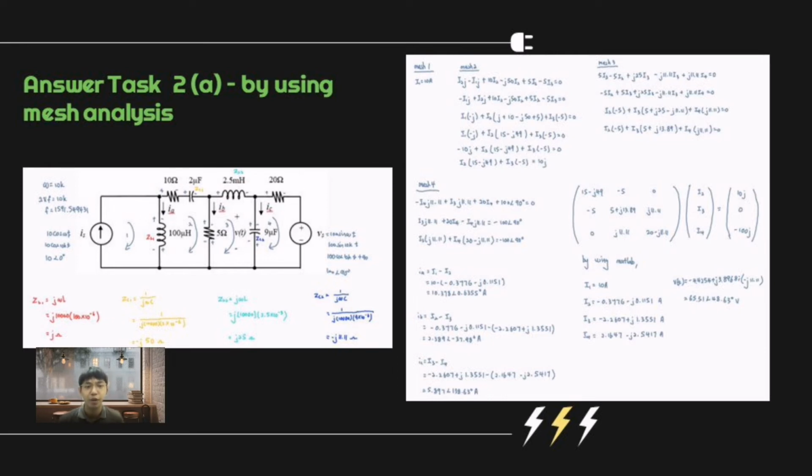we take the second mesh, third mesh, as well as the fourth mesh, and form them into matrix form as well. Then we use the matrix method to solve it, and we put it into MATLAB, and we got the values for I1, I2, I3, and I4.